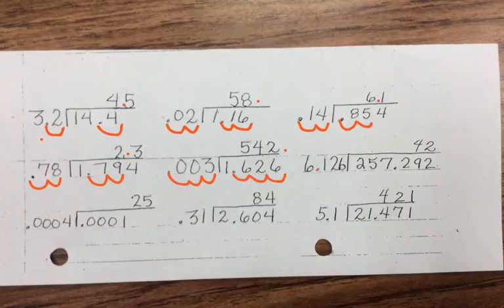Okay, in this next one, 3 places, and then up into our quotient. In this one, we're going to move 4, and then up into our quotient. So our ultimate goal is to make our divisor a whole number, because it is much easier to divide by a whole number than a decimal.